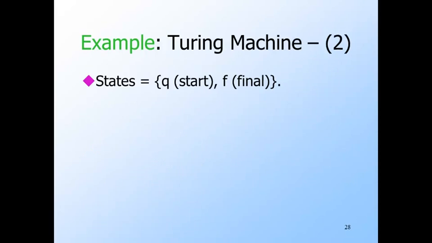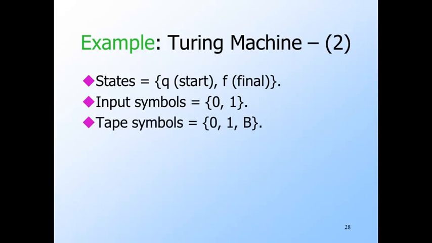There are two states for our Turing machine, Q and F. Q is the start state and F is the final state. As we mentioned, the input alphabet is 0, 1. The tape symbols are only 0, 1 and the blank B. One move of the Turing machine is given here. It says that in state Q, scanning a 0, it stays in state Q, leaves the 0 on the square it was scanning, and it moves right.